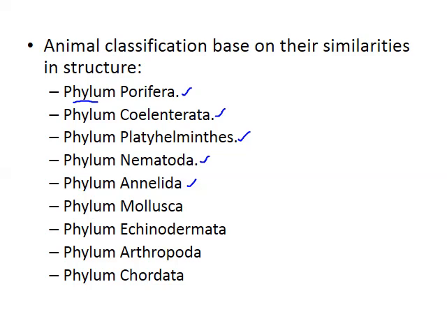And we have the phylum Mollusca, which are the animals with shells. An example is the snail. We have the phylum Echinodermata, which are the starfish. And we have the phylum Arthropoda, these are the insects. And finally the phylum Chordata, which are the animals with backbone known as the vertebrates.